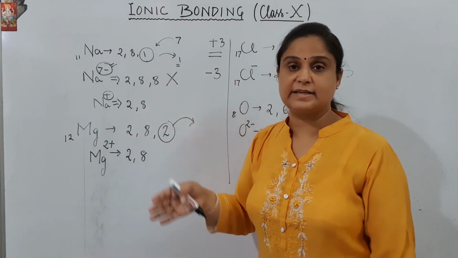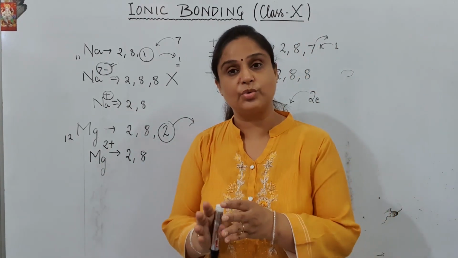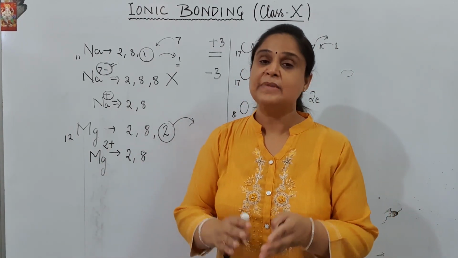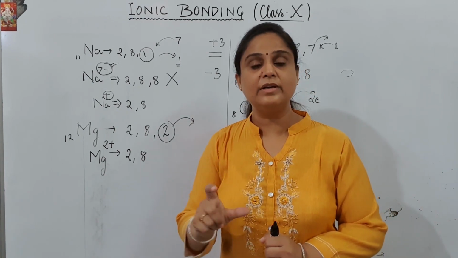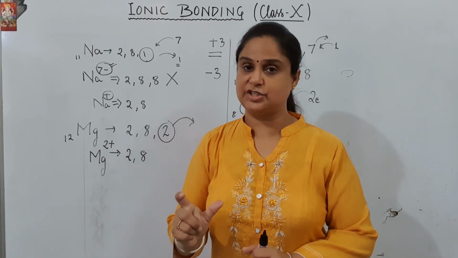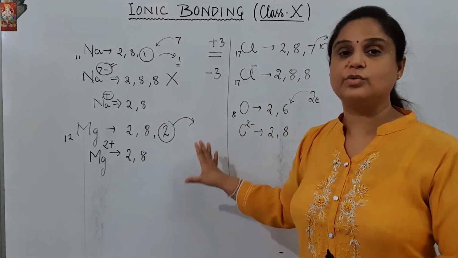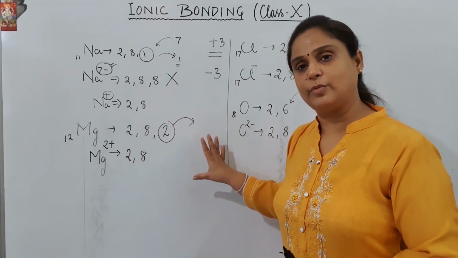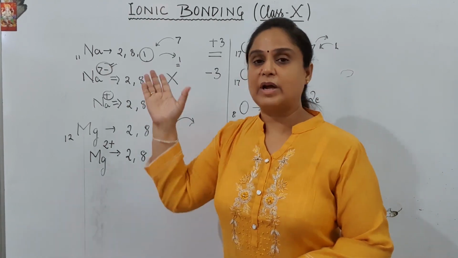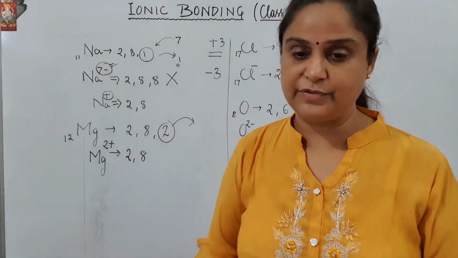Now let us understand how we are going to show the ionic bonding between them. And for that sake, we need a very special type of structure. What are they called? They are called Lewis structures. So I am going to tell you how to draw the Lewis structure of a metal or non-metal or any element. I am going to draw the Lewis structure in front of you.